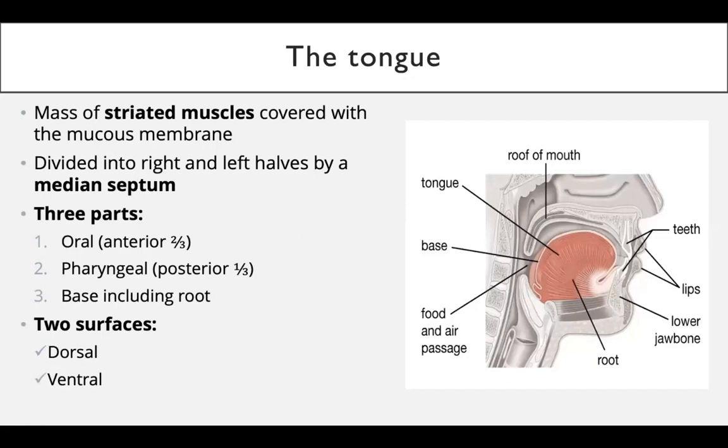So let me repeat again. The tongue is a mass of striated muscles covered by mucous membrane. It's divided into right and left halves by a median septum. Three parts of the tongue: oral, pharyngeal, and base, including the root, and two surfaces: dorsal and ventral.